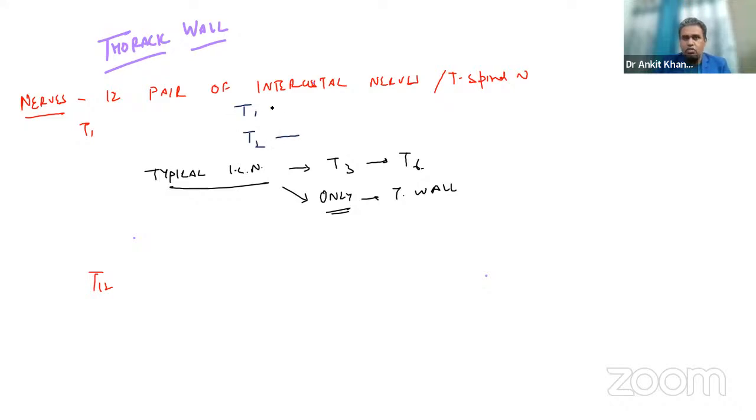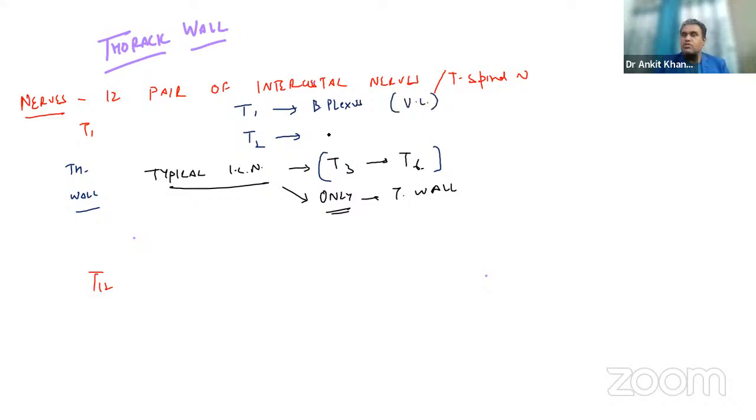T1, T2, I hope you can answer if you have gone through the upper line. Other thoracic spinal nerves, T1, T2, or T7, T8, T9, T10, T11, T12, from T1 to T12, all are supplying the thoracic wall. But only T3 to T6 is only supplying the thoracic wall. Others are supplying something else also. So T1, T2 are supplying what? T1, if you remember, is a part of brachial plexus. So it is also going to the upper limb.